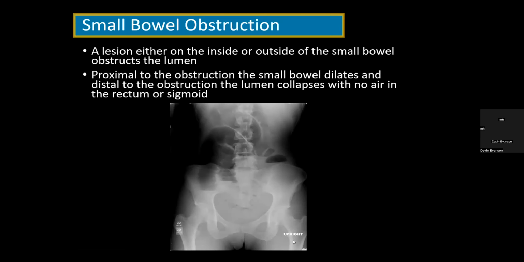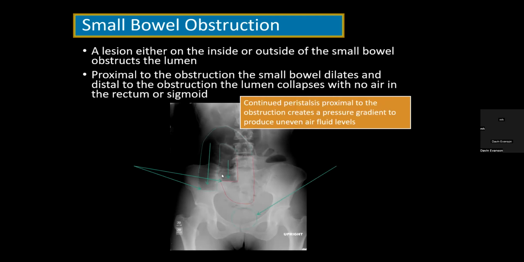Okay, obstruction. We have dilated bowel loops to a certain point. We will have a transition point. There's no colonic gas anywhere, just small bowel loops. And we'll talk about how to tell small from large bowel. This is small bowel in the center. We have stair stepping here. That is a good sign for small bowel obstruction. No distal gas.